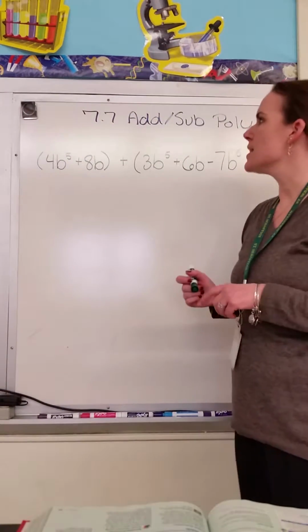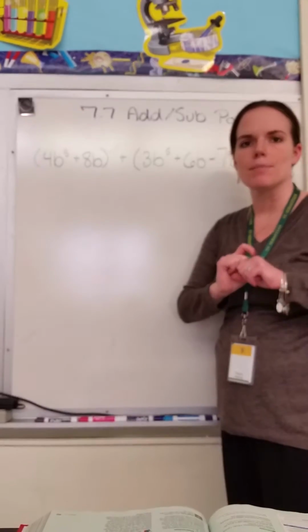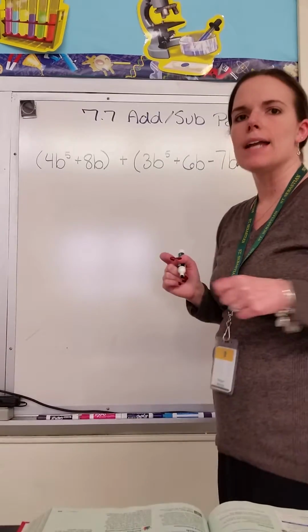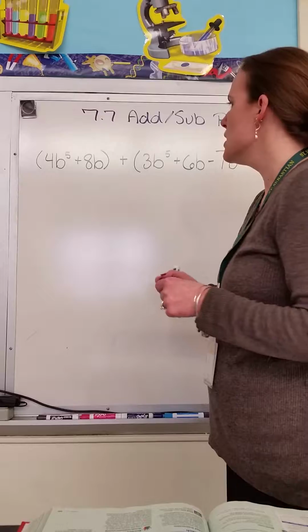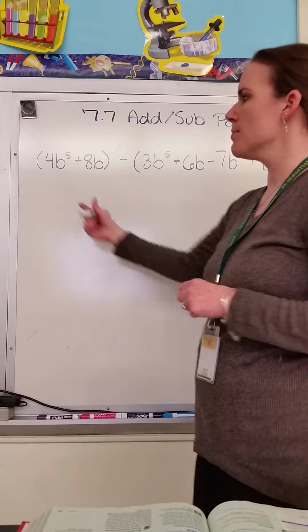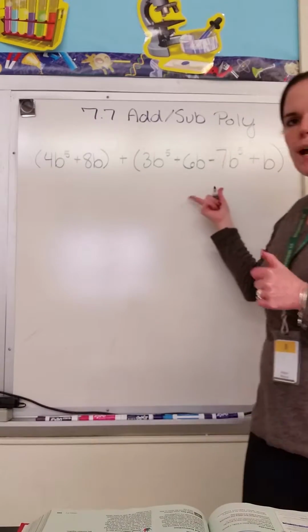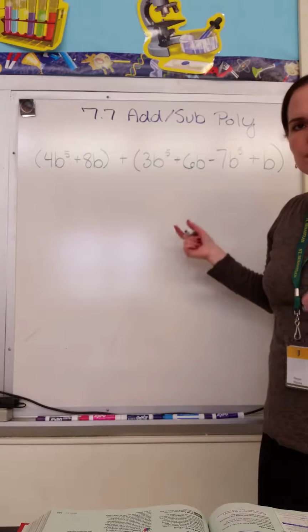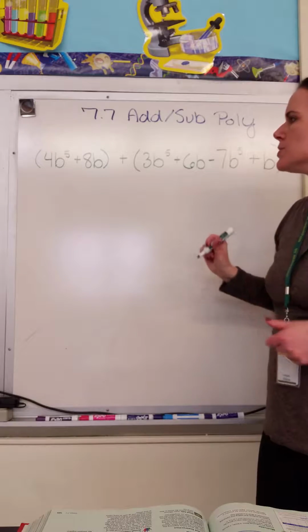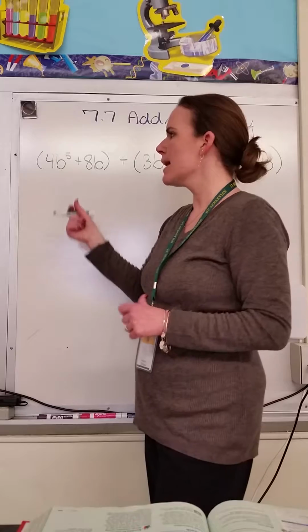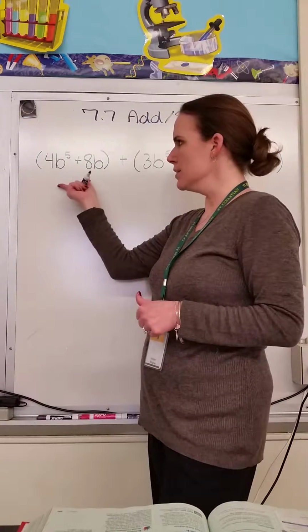Okay, this is section 7.7. It's adding and subtracting polynomials. When you are adding and subtracting polynomials, you're basically going to start by looking at the polynomials you have and making sure they're as simplified as possible. So you're going to combine any like terms that are within here.